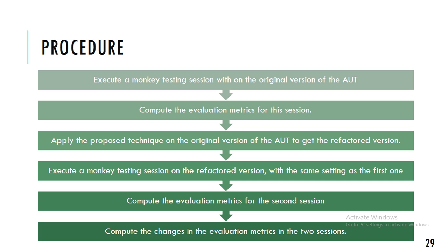And this is the procedure we have used for our experiment. First, a monkey testing session is executed on the original version of the AUT, and then the HC and MC metrics are computed. Then our proposed technique is used to generate the refactored version of the app, and then a second monkey testing session is executed with the same seed as the first session, but this time on the refactored version. And then we compute HC and MC values for the second monkey testing session, and finally we analyze how the HC and MC values have changed in the second session in comparison to the first one.